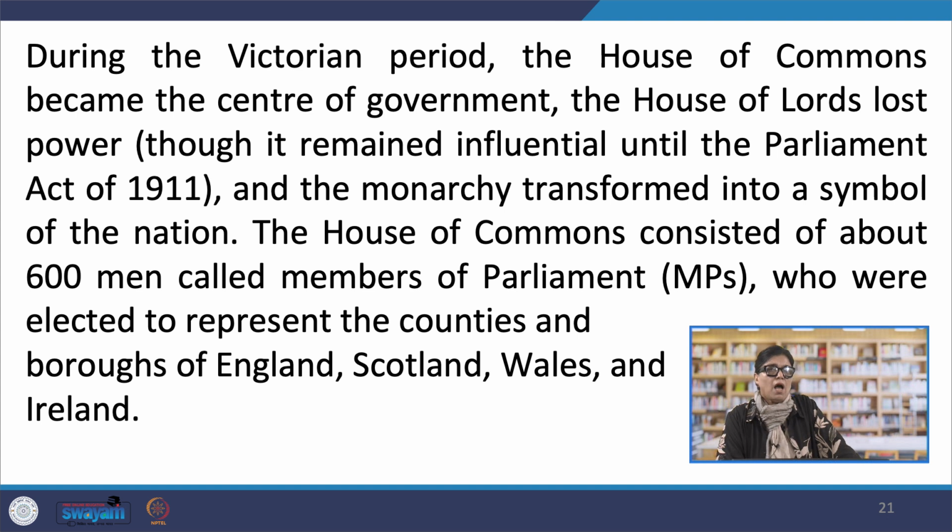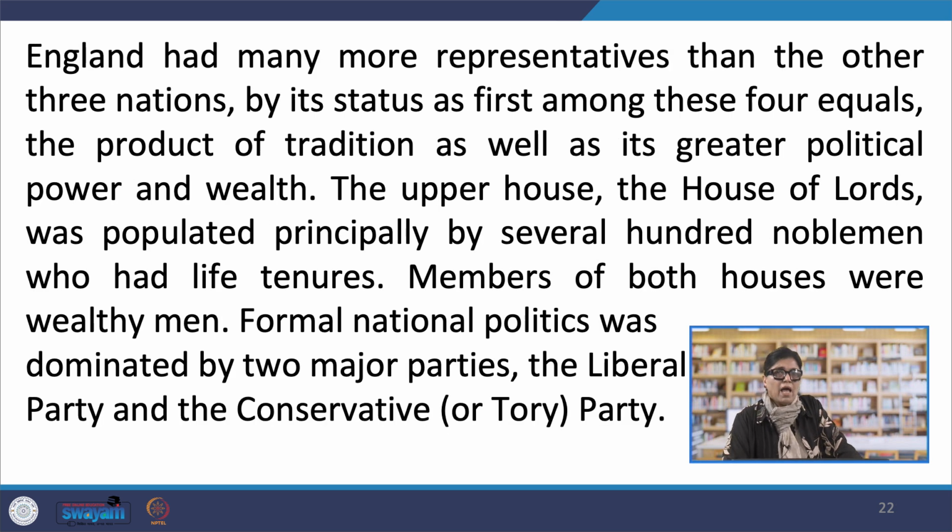During the Victorian period, the House of Commons became the centre of government, the House of Lords lost power, and the monarchy transformed into a symbol of the nation. The House of Commons consisted of about 600 men called members of parliament who were elected to represent the counties and boroughs of England, Scotland, Wales and Ireland. England had many more representatives than the other three nations, by its status as first among these four equals, the product of tradition as well as its greater political power and wealth. The upper house, the House of Lords, was populated principally by several hundred noblemen who had life tenures. Members of both houses were wealthy men. Formal national politics was dominated by two major parties, the Liberal Party and the Conservative Party.